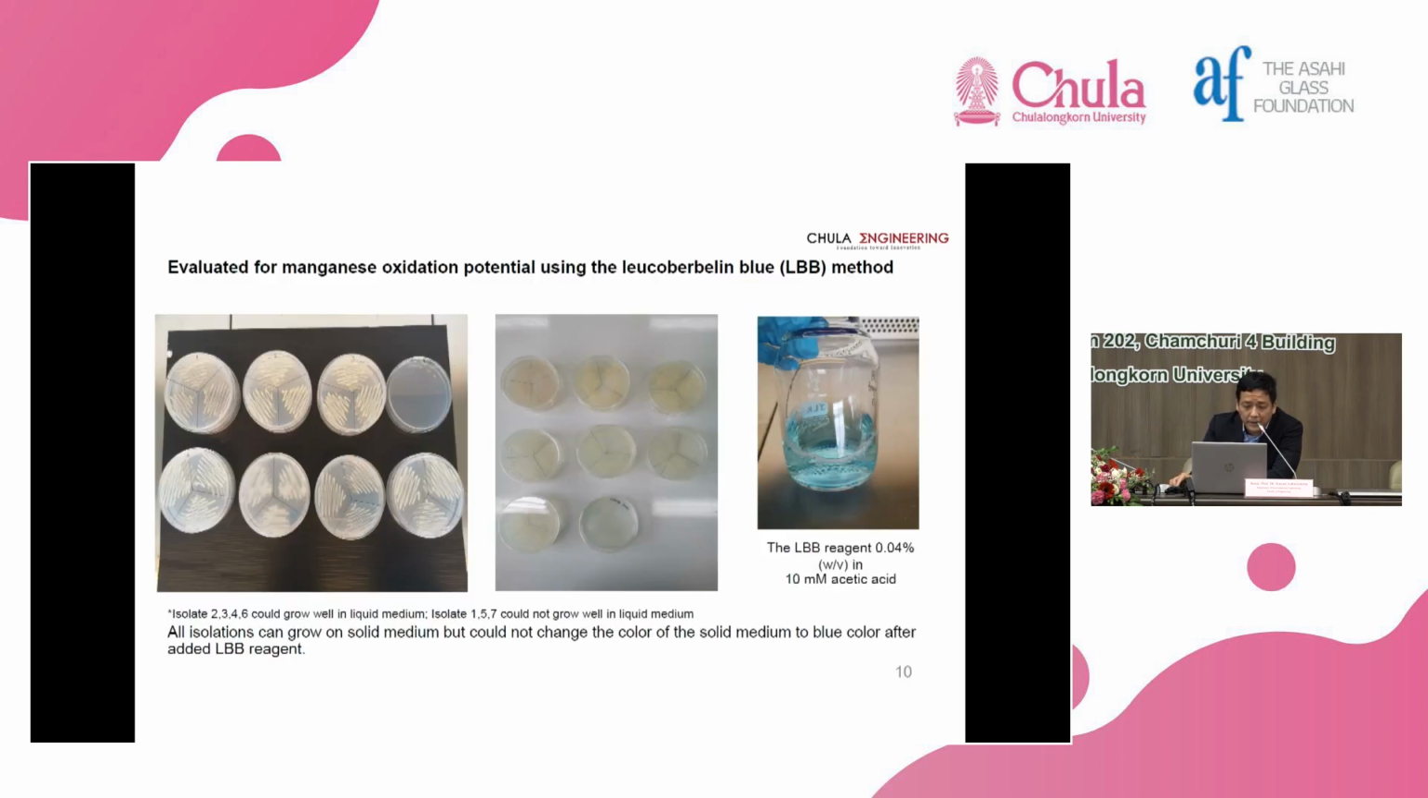It's quite interesting that if we employ the LBB reagent for the separation, it can allow the bacteria to grow on either liquid medium or solid medium. But what we found is that only some species can be grown on the liquid medium, and all the species or all isolates cannot grow on the solid medium. And this is only a small fraction of the bacteria, because most of the bacteria that are capable of removing manganese cannot be counted with our existing method.